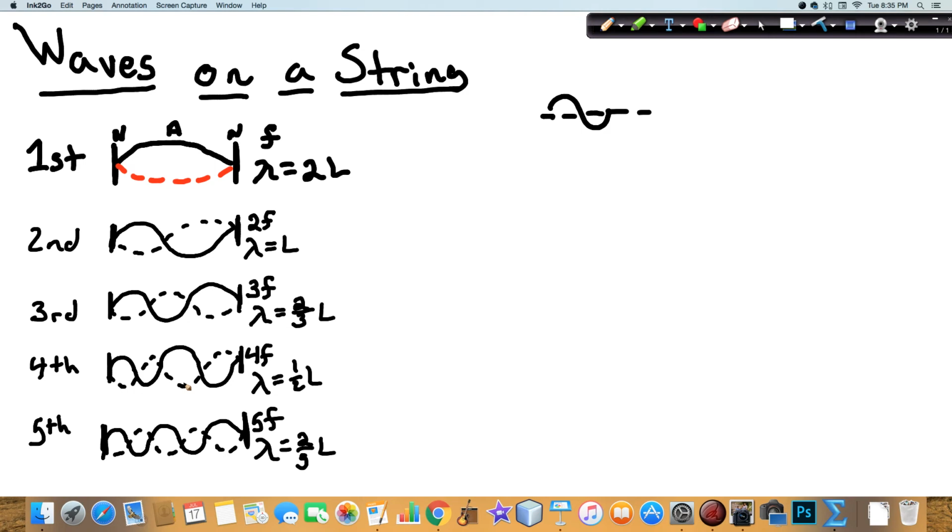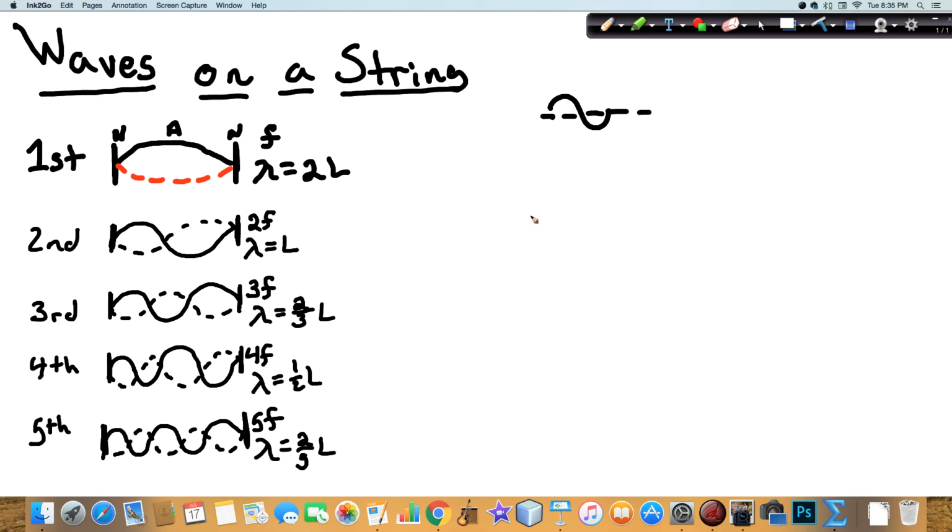The 10th harmonic would have 10 fundamental frequencies crammed into the length of the string. The frequency is going to be 10 times greater, and then you could figure out the wavelength from there. So what would that be? It would be 2/10 the length of the string, which reduces down to 1/5 if you want to do that for mental math. Now, why would we want to be knowing this? Why would we do this?